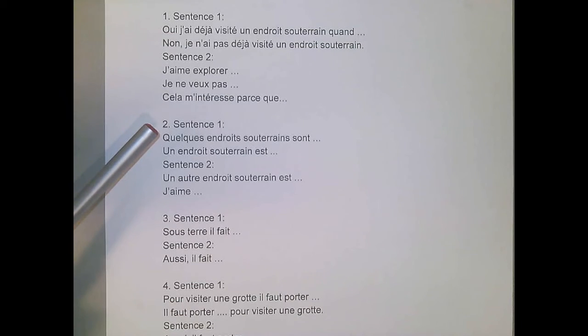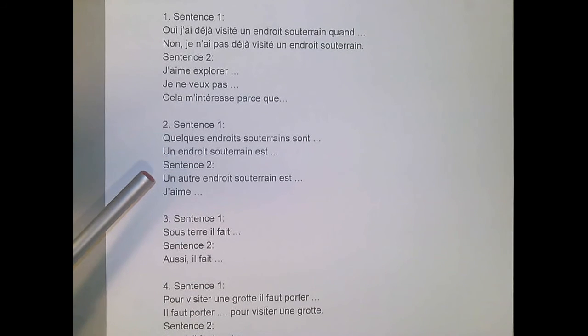For question number 2, nomme des endroits souterrains. So your answer may begin with saying quelques endroits souterrains sont, a few underground areas are. Un endroit souterrain est, one underground place is. Ideas for a second sentence. Un autre endroit souterrain est, another underground area is. And j'aime, I like, if you want to share your opinion about something here, something that you like.